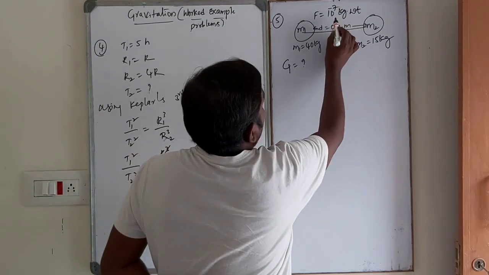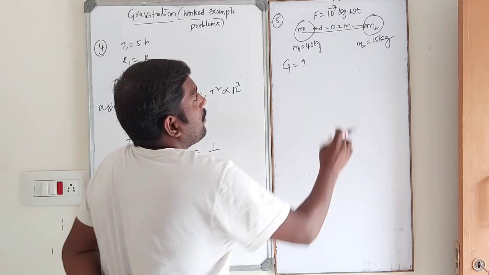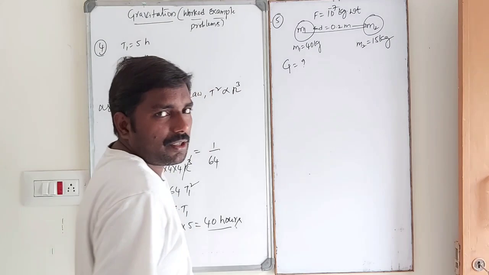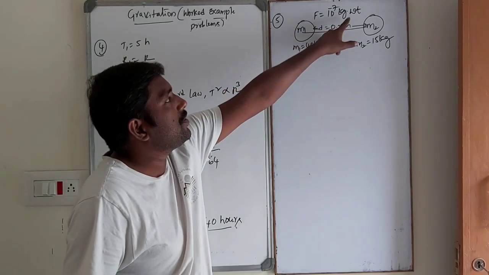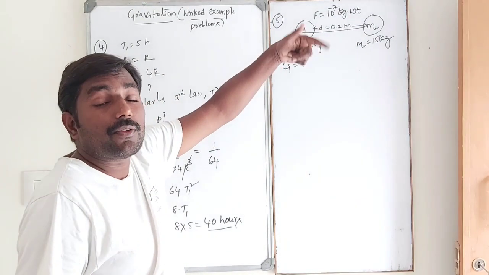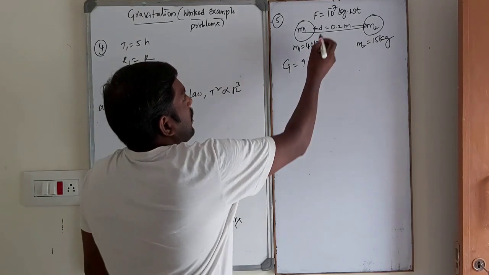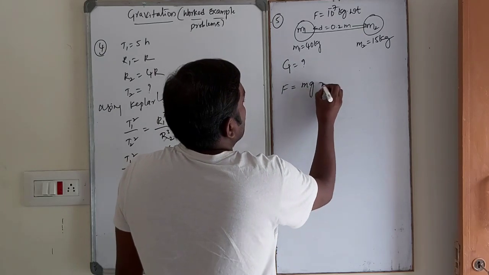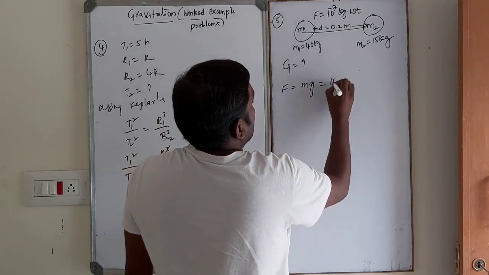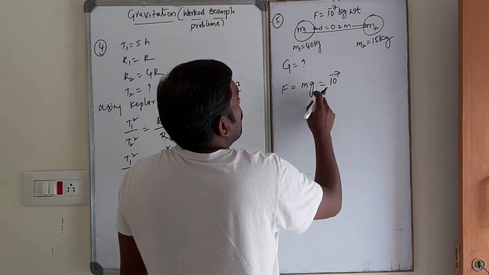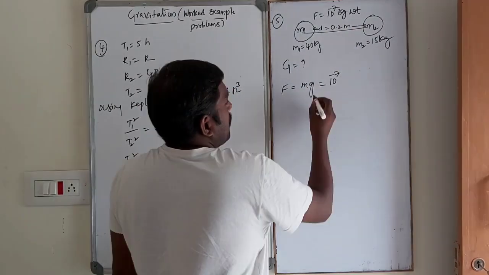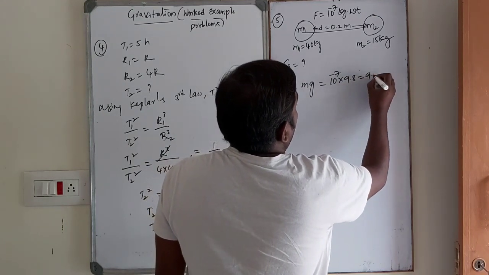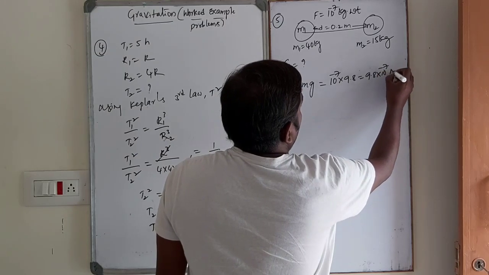See, force is equal to what? Actually, the SI unit of force is Newton, but this is in kg weight. Weight means mg. M is already given, and g is the acceleration due to gravity, 9.8. So it is just a conversion. F is equal to mg, so m is 10 power minus 7 kg and g is 9.8. Ultimately 9.8 into 10 power minus 7 newtons.